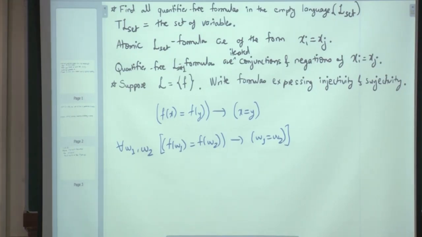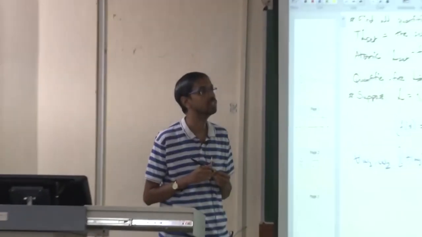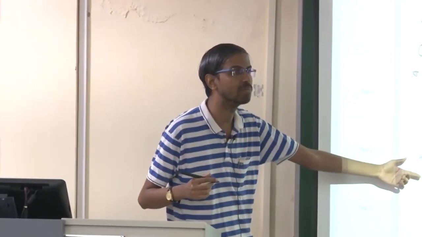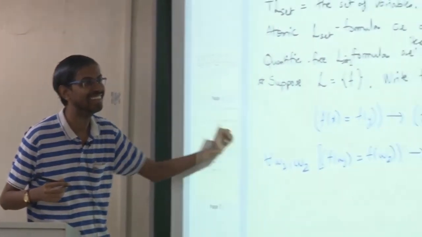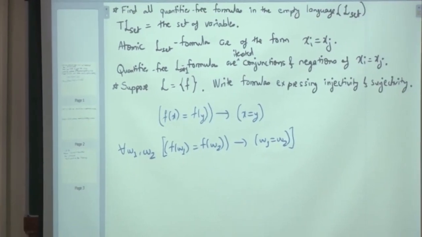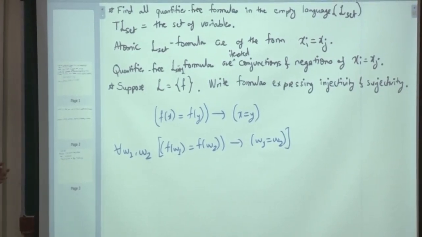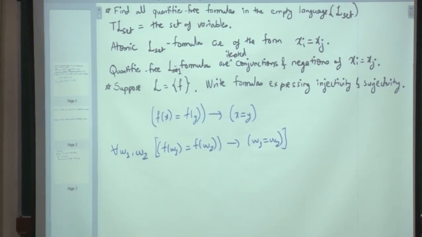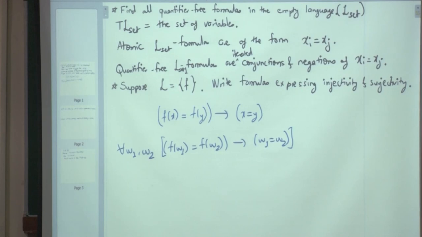Right. What about surjectivity? What is the definition of surjectivity? There is no set here. X and Y are coming from where? X and Y are variables. This is a sentence. Every element in the codomain has a preimage. Okay. What is the codomain? Here it's the set itself. So can we say for all W1, there exists a W2 such that f of W2 is W1? Very good. So for all W1, there exists a W2 such that f of W2 is equal to W1.